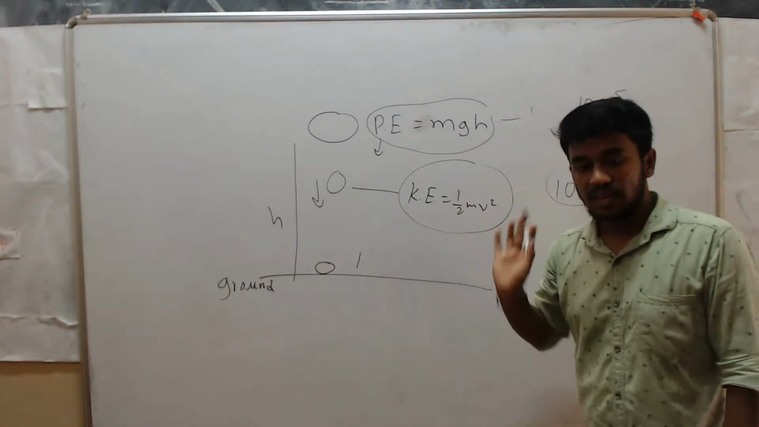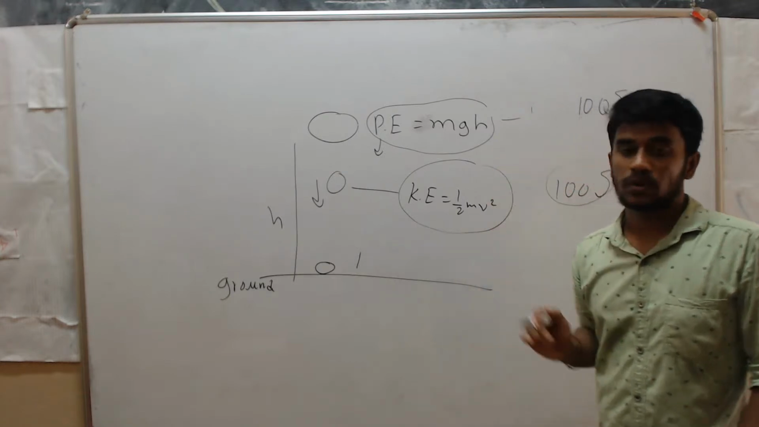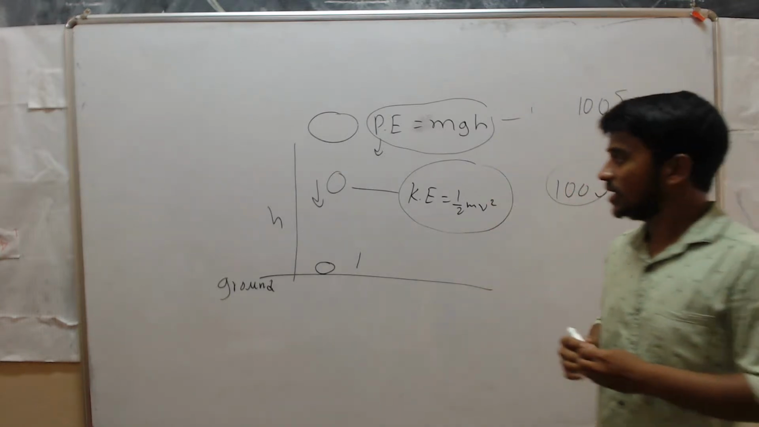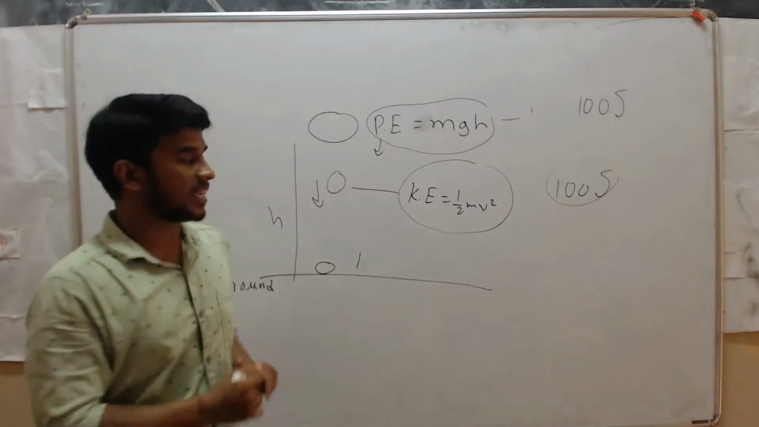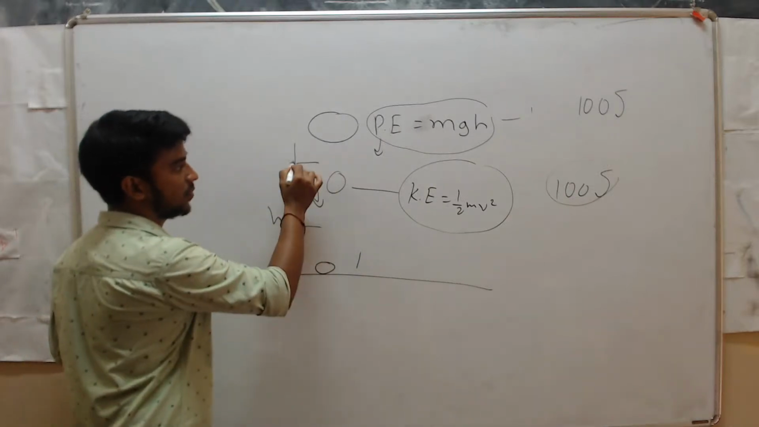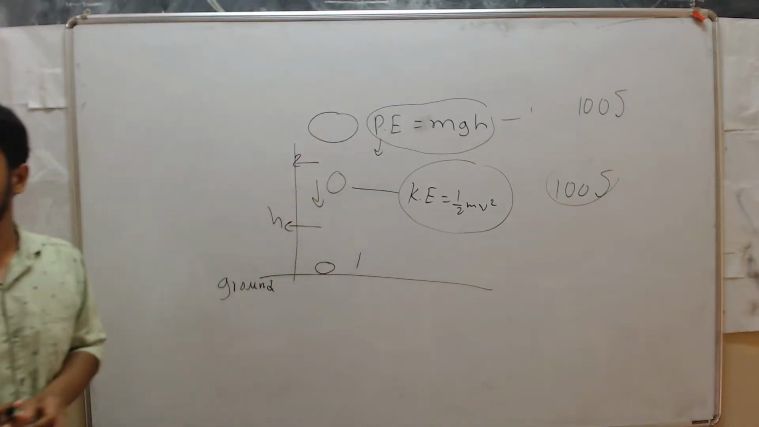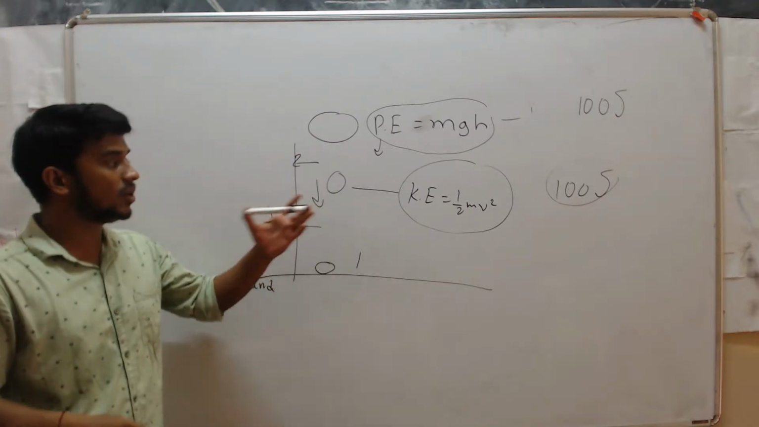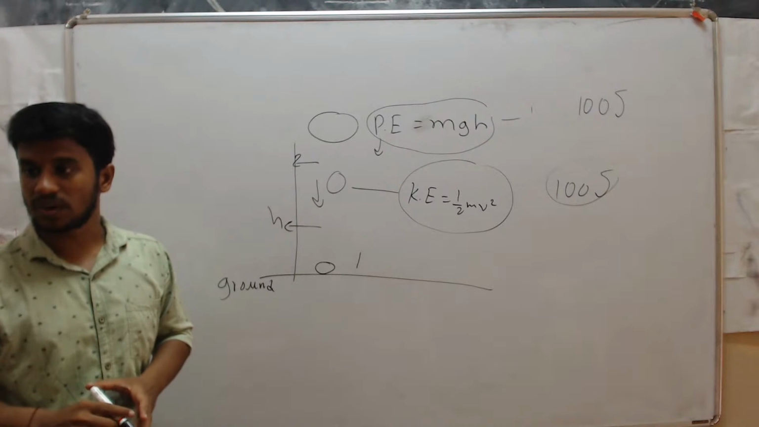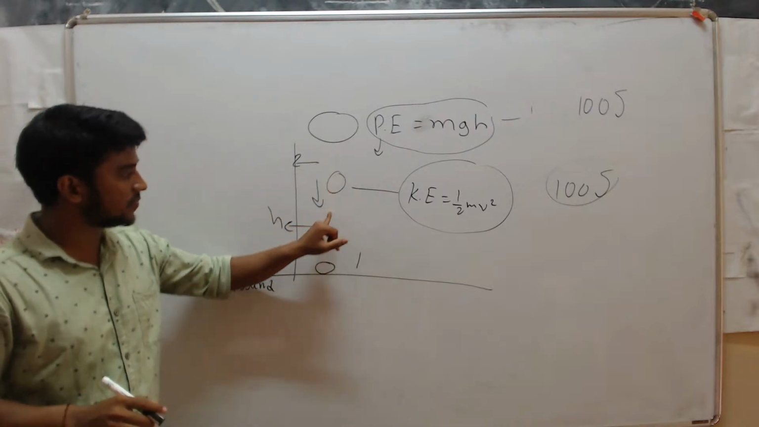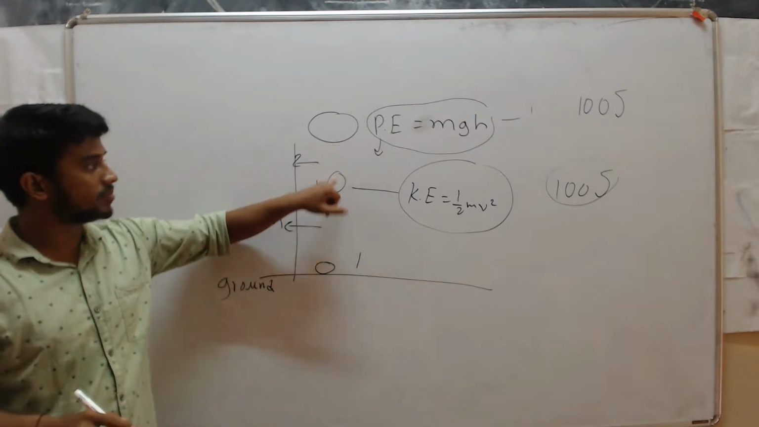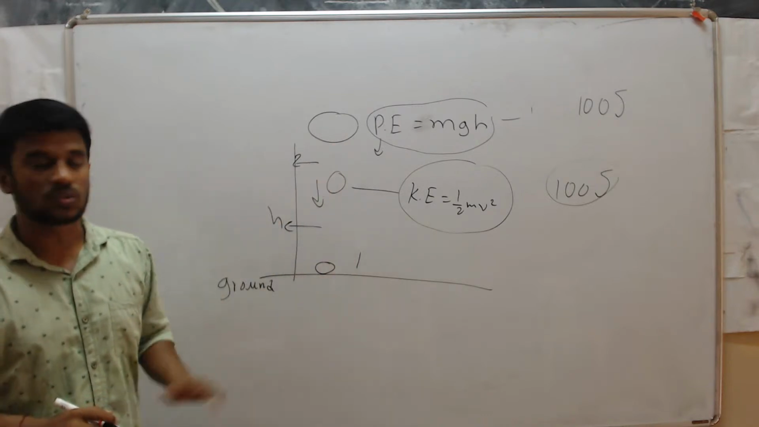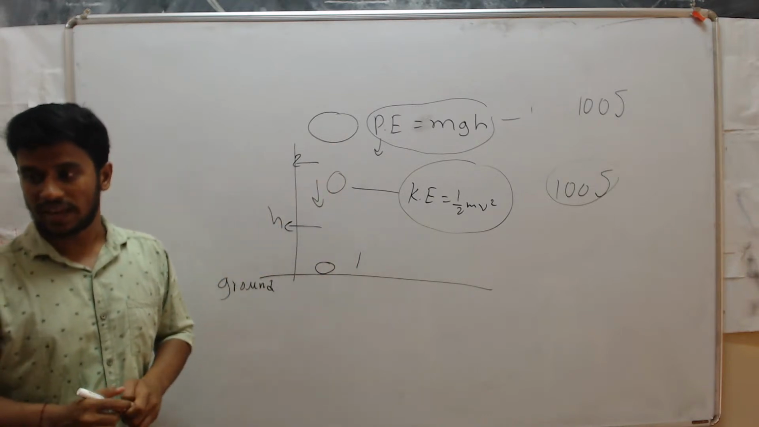Next, finally, at last, the kinetic energy is maximum and the potential energy is least. See here, it is converting at each and every point, but the energy remains the same. Here, this potential energy is converting into kinetic energy. At each and every point, if you take the energy of the object, it remains the same. So this is the law of conservation of energy.